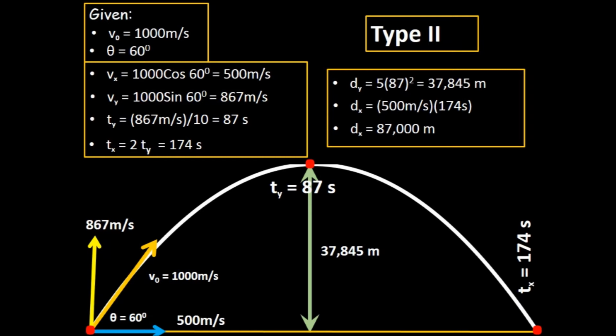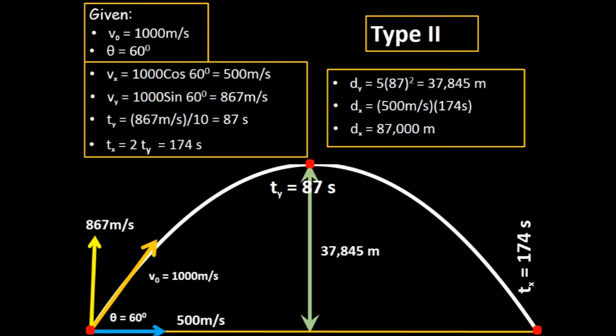We were given V naught and the angle, 60 degrees. We found Vy and Vx. We took Vy and we found Ty. We took Ty and we found Tx. Now we have Ty and Tx, Vy and Vx.